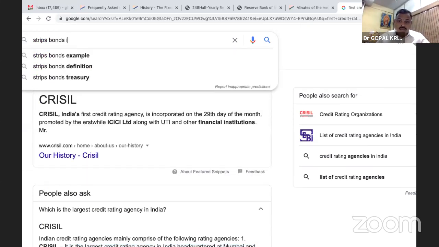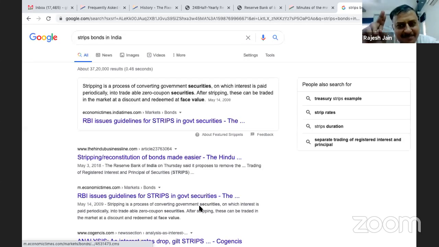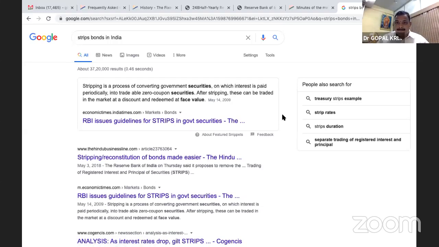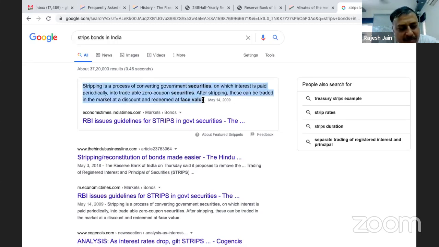bonds in India. Sir, a query. Who is that? Rajesh. Sir, Yes, a query. yes, please. Sir, just want to know what is the interest of buyer to purchase only the principal value of the bond, residue value, because he is not getting. He is not interested in that. He will be interested in both principal plus interest only.